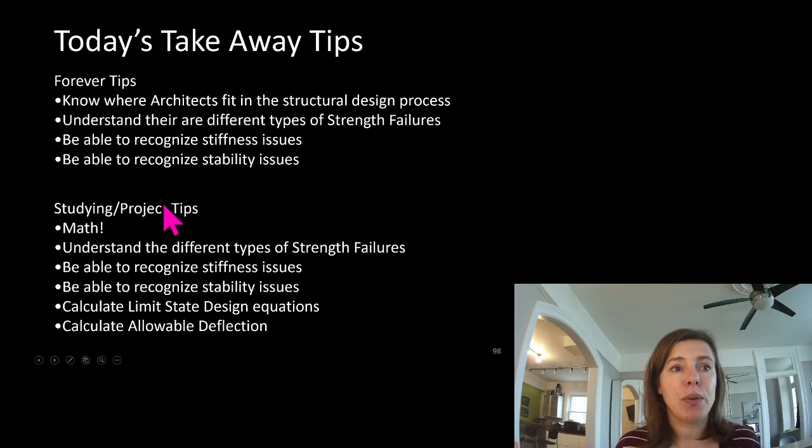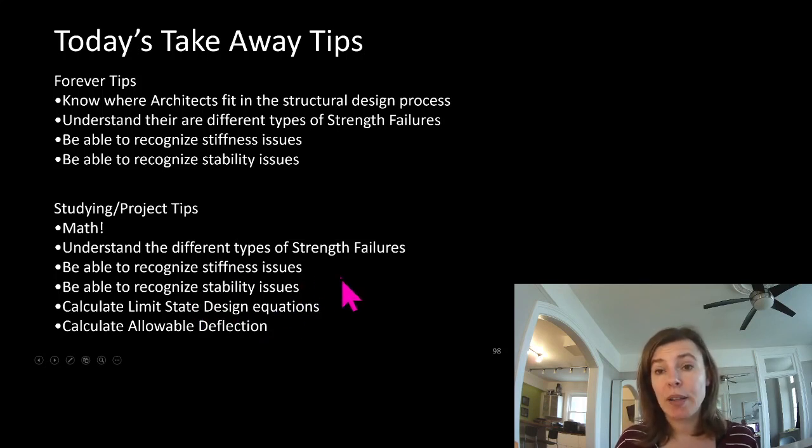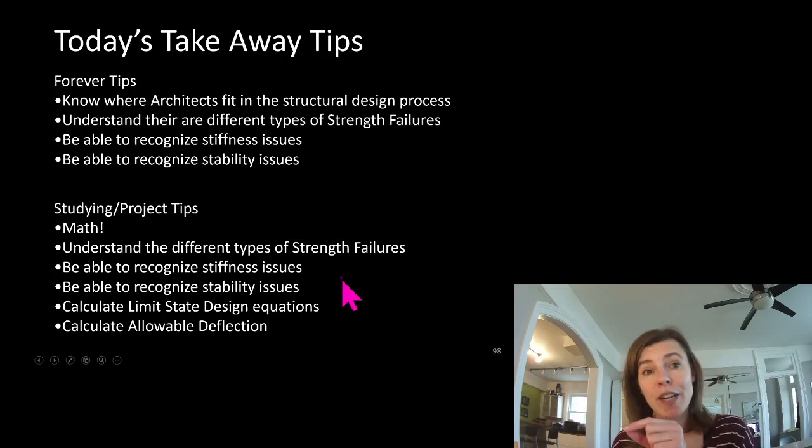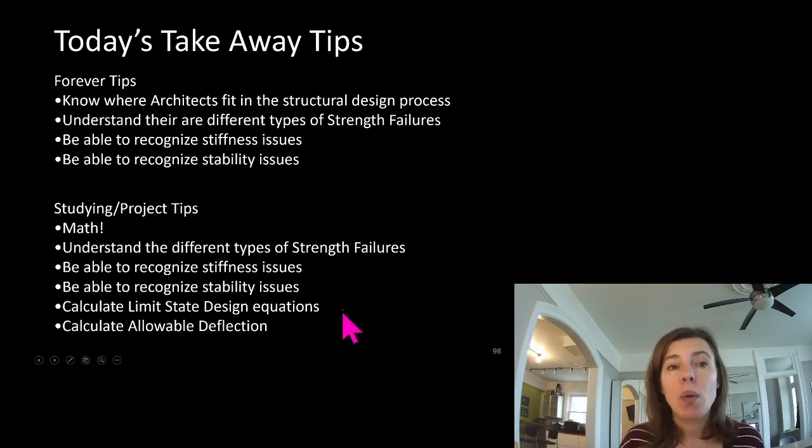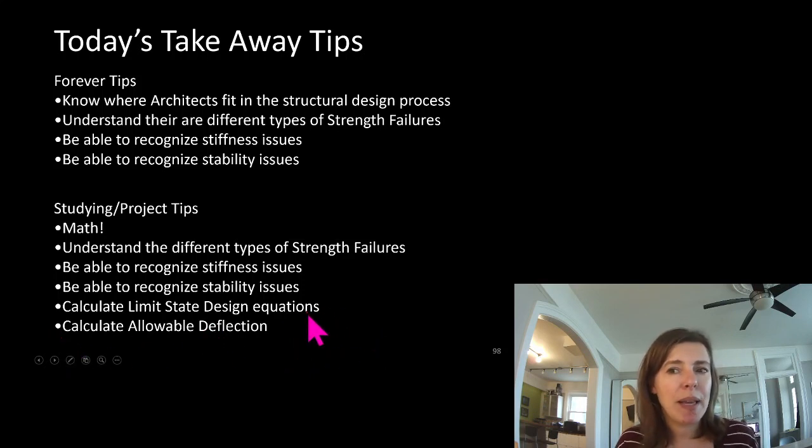What you need to be able to do for this course is the basic math we talked about, understand the different types of strength failures, be able to recognize stiffness issues and stability issues. We're going to talk more about stability issues throughout this course as well, and you're going to have to draw diagrams about your part one project that show that you understand what makes your object stable. You should be able to calculate limit state design equations and calculate allowable deflection. We haven't done much with this, so don't worry about it too much. I don't think I give you any examples like that in this assignment, but I do give you allowable deflection criteria examples. So that's week one.